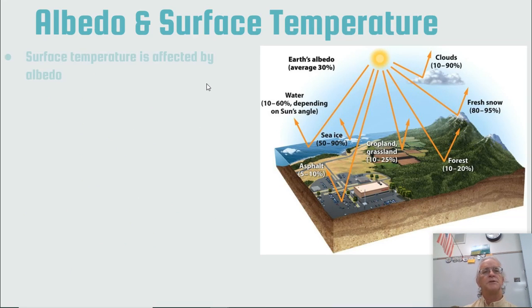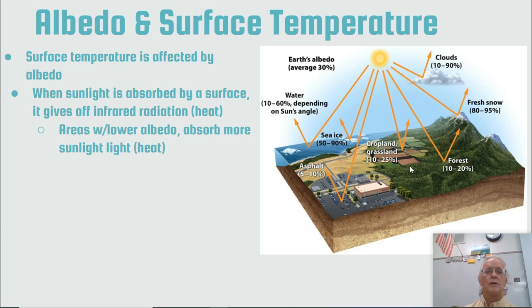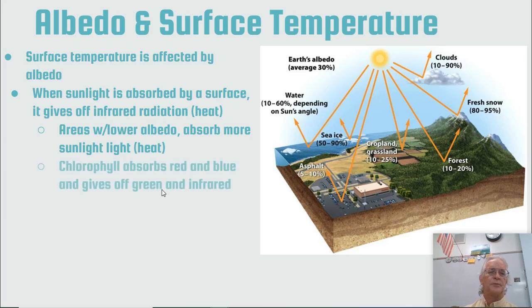Albedo and surface temperature. Surface temperature is affected by albedo. When sunlight is absorbed, it gives off infrared heat, which warms up the area around it. Areas with low albedo absorb more sunlight, such as a black parking lot. It's going to have a lower albedo, it's going to absorb more, and therefore it's going to keep more energy in it, as opposed to reflecting the light.